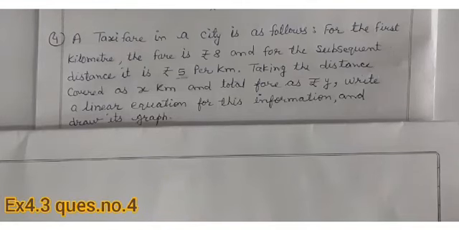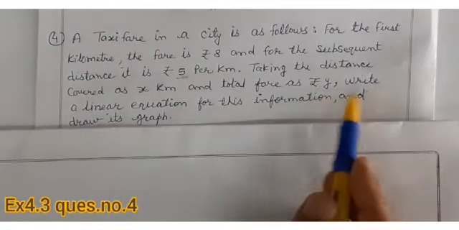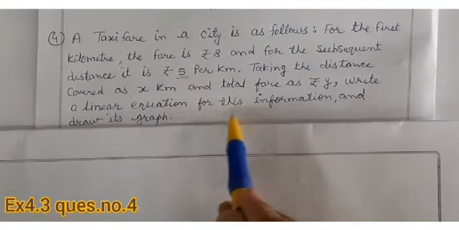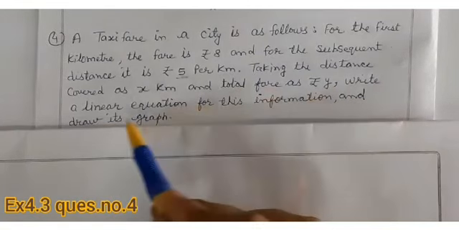Next question is, a taxi fare in a city is as follows. For the first kilometer the fare is rupees 8 and for the subsequent distance it is rupees 5 per kilometer. Taking the distance covered as x kilometer and total fare as rupees y, write a linear equation for this information and draw its graph.